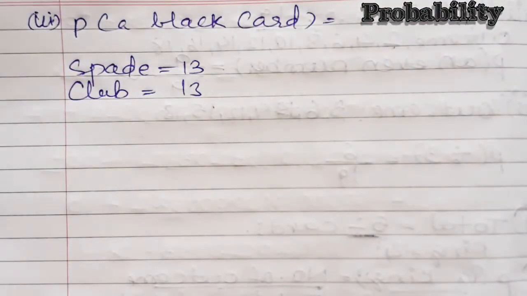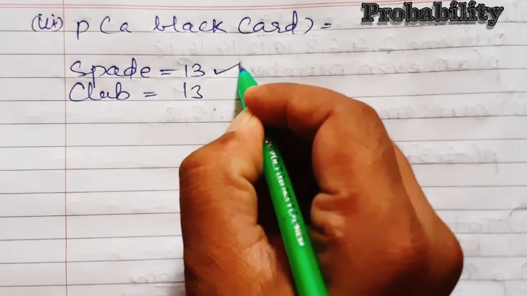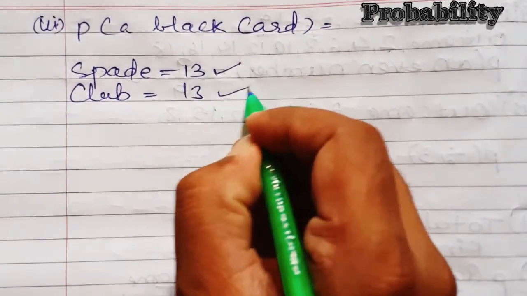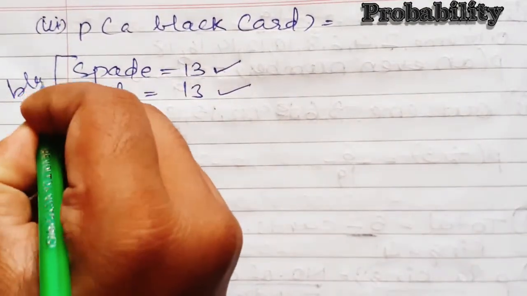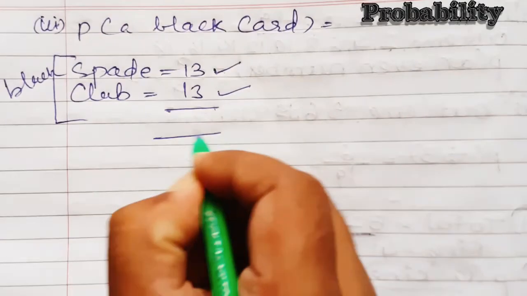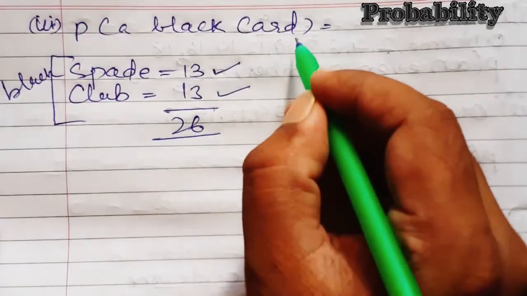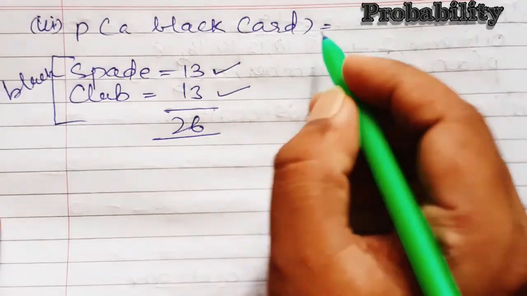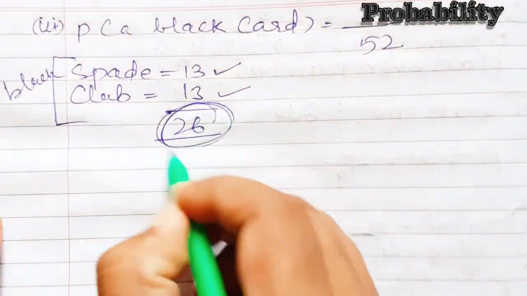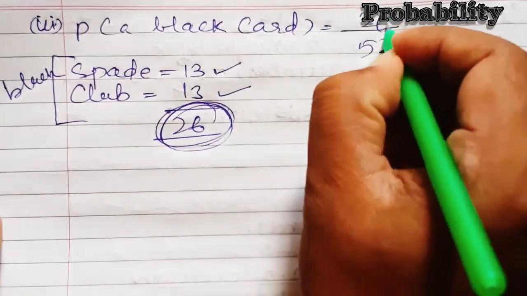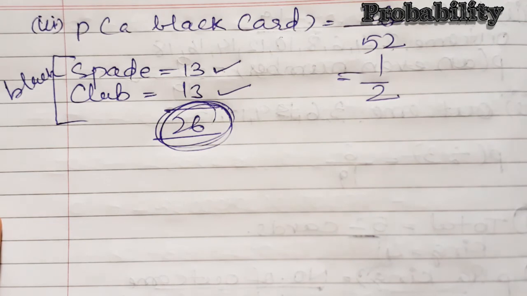And the last part is to find the probability of a black color card. I have already written that spade is having 13 cards, club is having 13 cards. Both are of black color. So what is the total number of black cards? That is 26. So if I want to find the probability of a black color card, the total number is fixed, that is 52. And how many black cards are there? 26. So your cancellation is possible. So your final answer will be 1 upon 2.